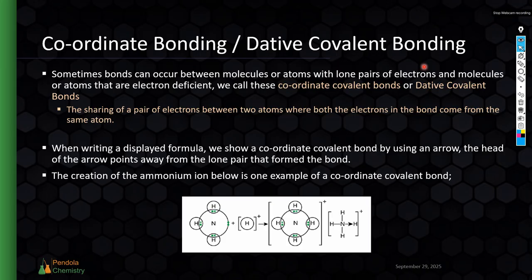So coordinate covalent bonds, or dative covalent bonds, are a special subdivision of covalent bonding. This is a special subdivision of covalent bonding where the electrons that form the covalent bond, the single bond usually, although it could be for a multiple one, come from the same atom. What do I mean by that?